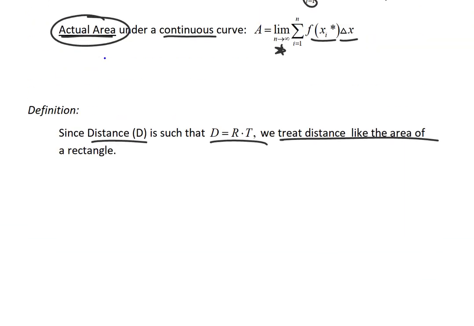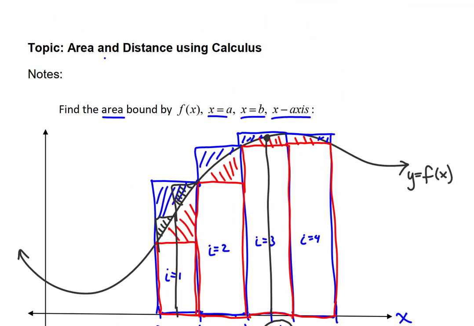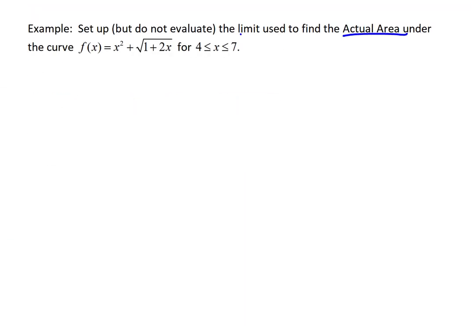If you go way back up to the original picture we drew, I just drew a nice simple curve here, y equals f of x. This is oversimplifying the scenario, but it's sufficient for understanding the concept. In reality, you could have any crazy function that's at least continuous, and in this case we have f of x equals x squared plus the square root of 1 plus 2x, but we're stuck between 4 and 7. So that'd be like the a and b in the example above. We want to set up the limit used to find the actual area under this curve bound by x equals 4 and x equals 7.